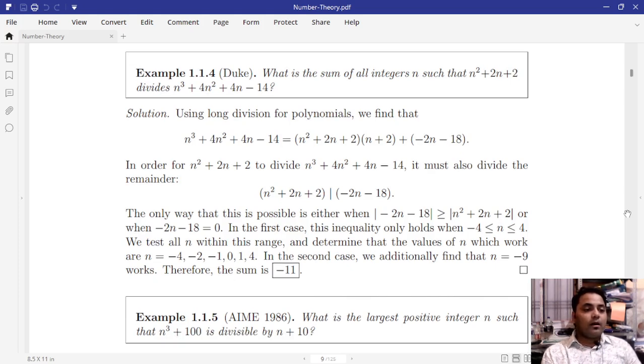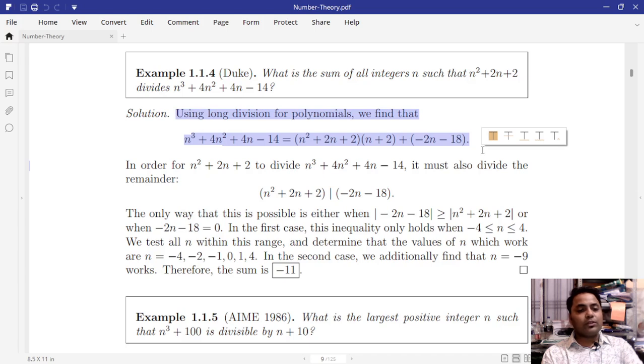Here there is an example. What is the sum of all integers n such that n^2 plus 2n plus 2 divides n^3 plus 4n^2 plus 4n minus 14? Using the division method for polynomials, we find that n^3 plus 4n^2 plus 4n minus 14 is equal to (n^2 plus 2n plus 2) into (n plus 2) plus (minus 2n minus 18).